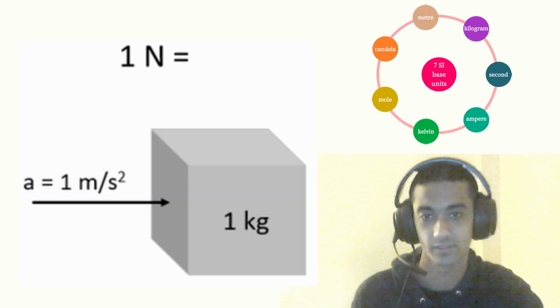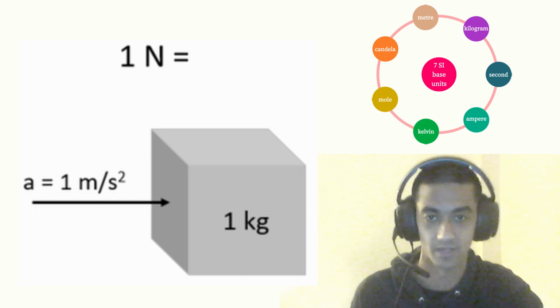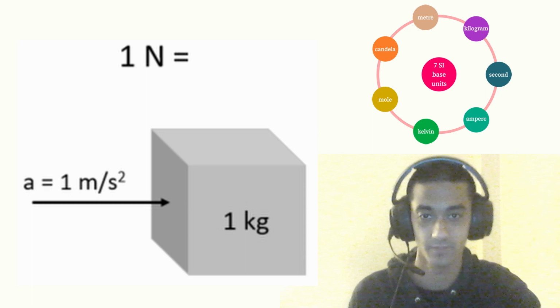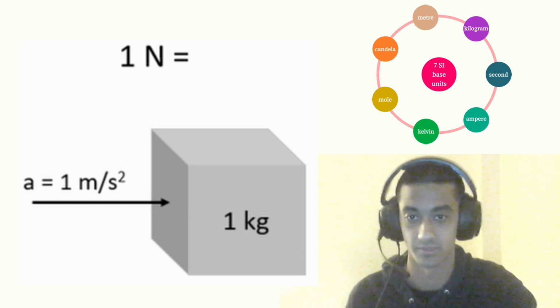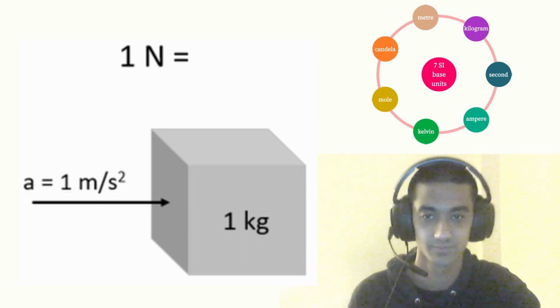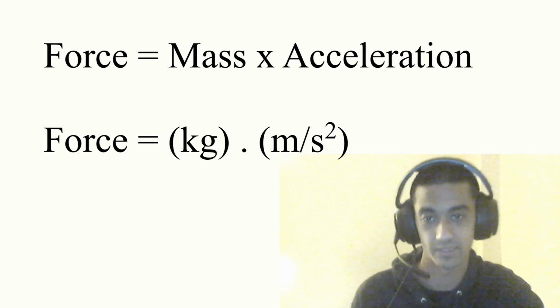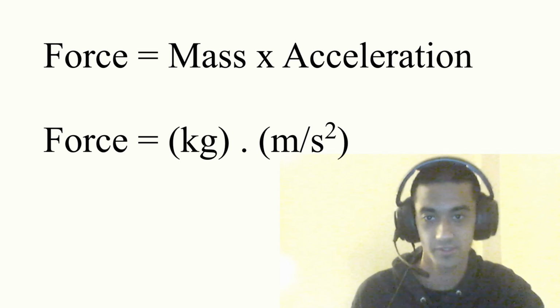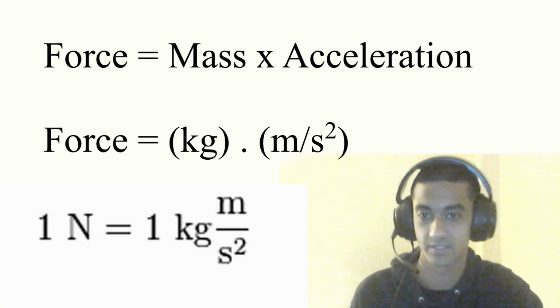Using this equation, we can follow a similar process as we just did for speed. We write out the units that we know, that is, mass is measured in kilograms, and acceleration is measured in meters per second squared. Multiplying these together gives us the final result. The unit of force in SI units is kilogram meters per second squared.